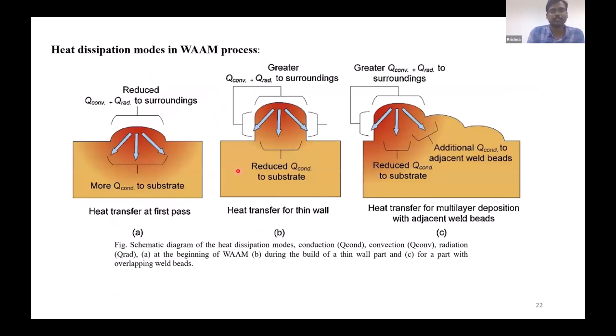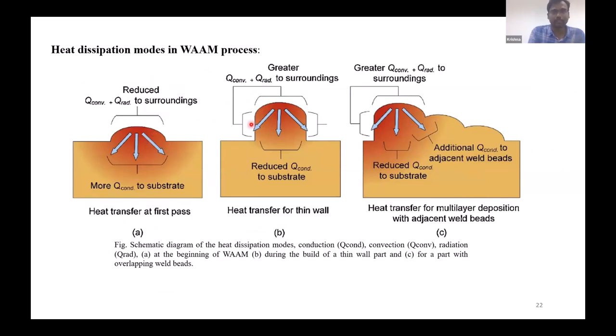Also, heat dissipation is another important parameter. We are continuously depositing, and if we deposit one layer, it will be conducting the heat to the substrate, and also the heat is conducted to the surroundings.